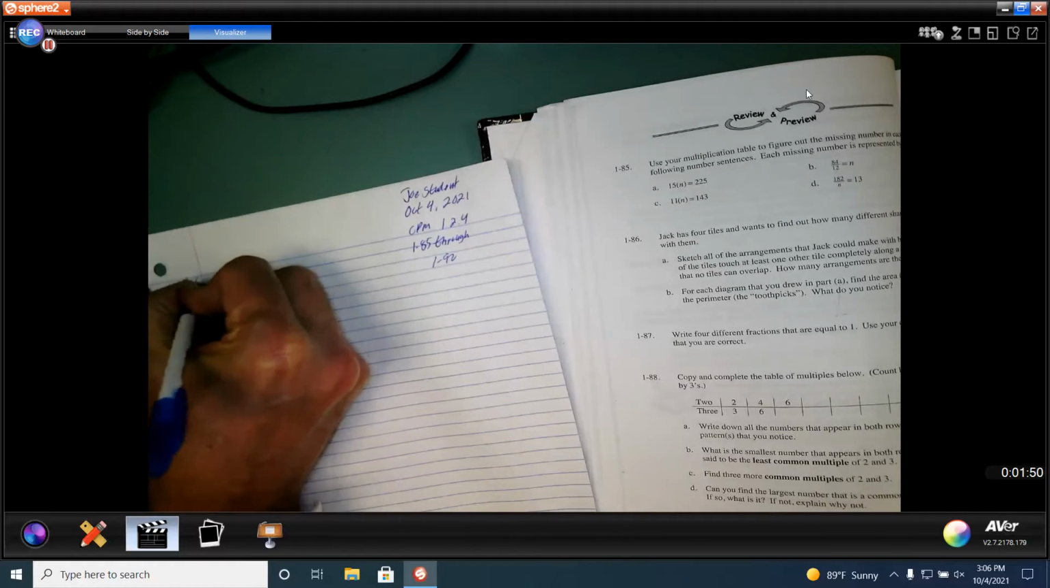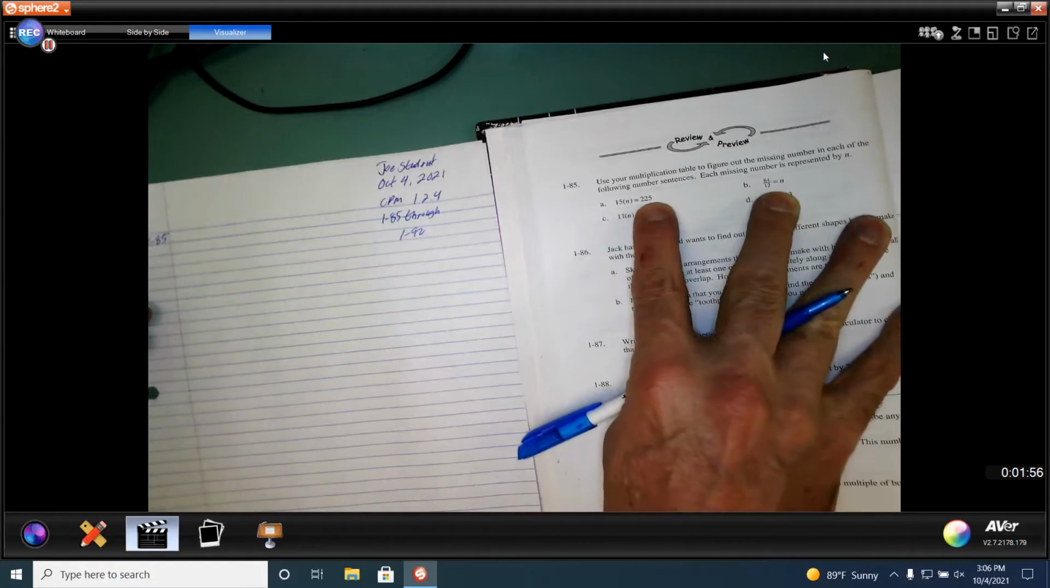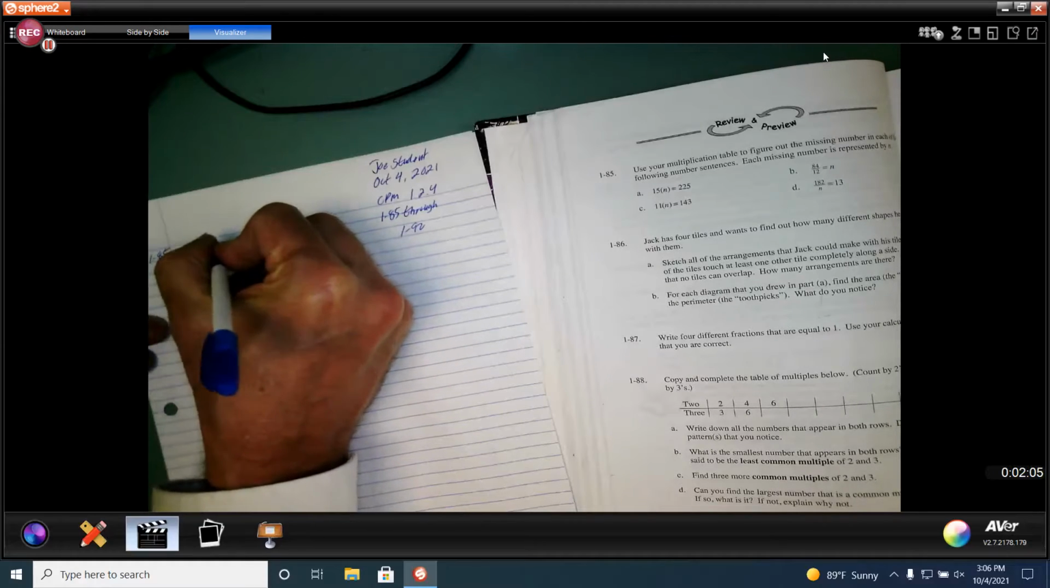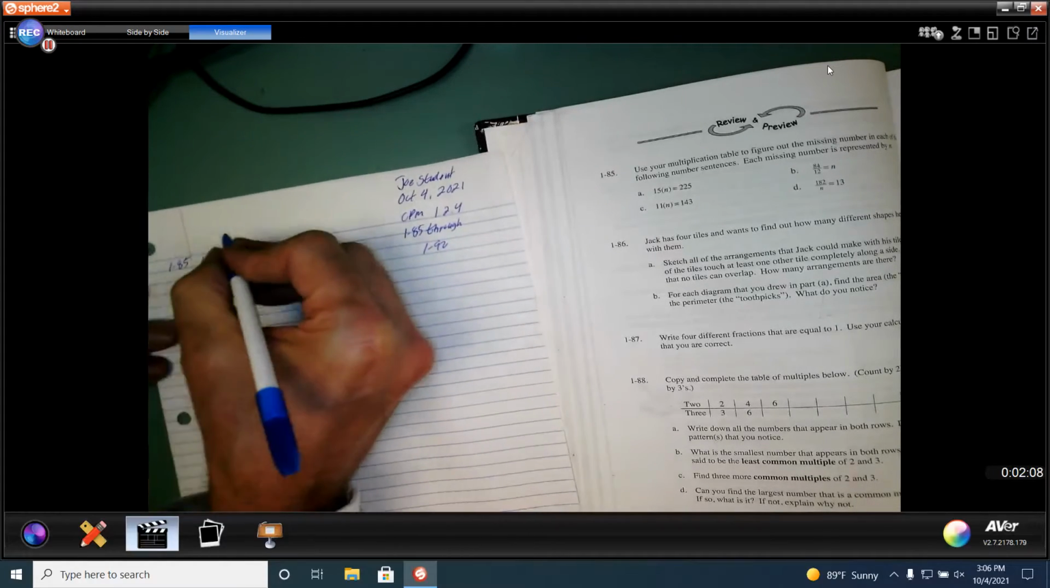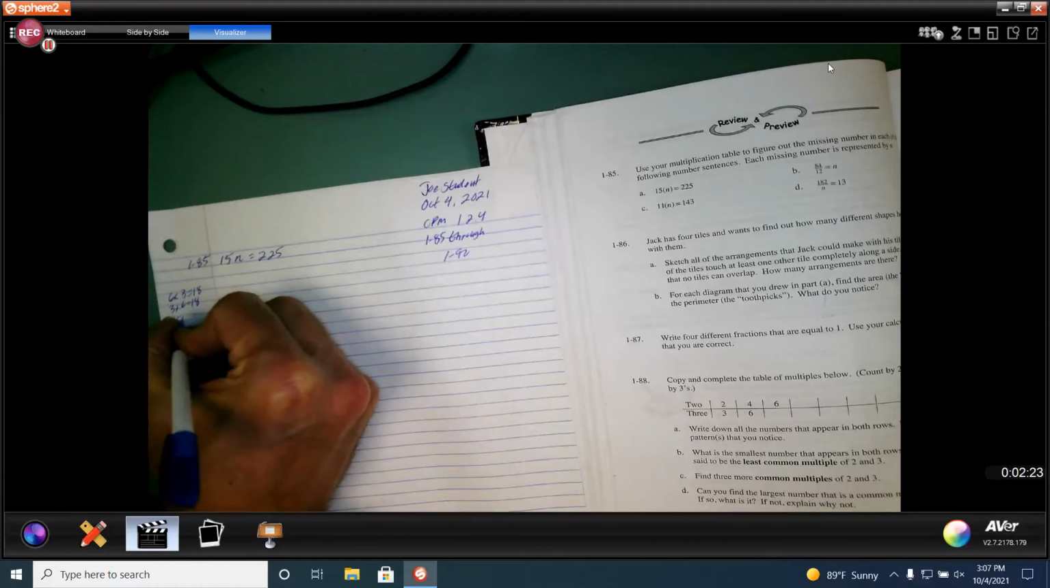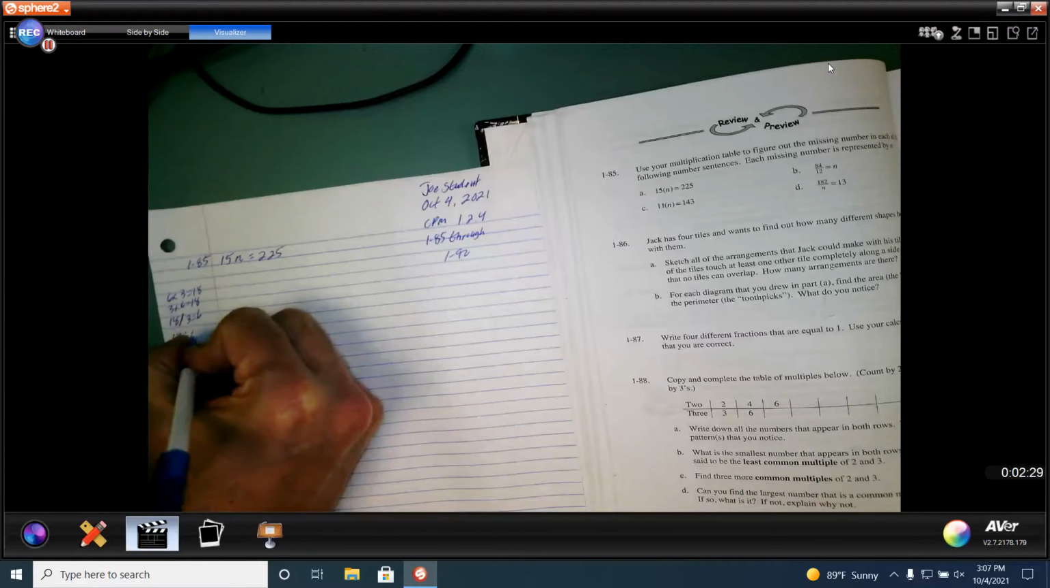What we're doing first, 1-85, it says you're using your multiplication table to figure out the missing number in each line. So 15 times what is 225? Well, I don't know about you, my multiplication table does not go that far. 15n equals 225. But remember, if I had a basic fact like 6 times 3 is 18, there's what they call a fact family. But wait, there's more. I can do 3 times 6 is 18, but I can also do division: 18 divided by 3 equals 6, and 18 divided by 6 equals 3.